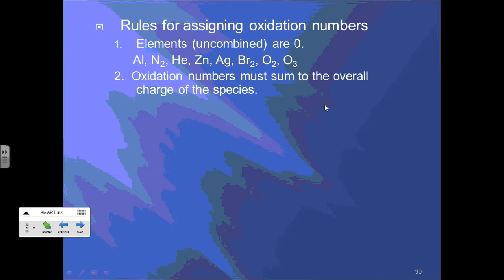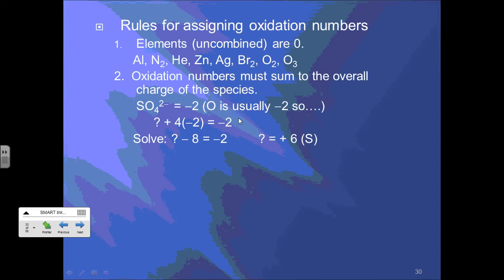Now, the oxidation numbers must sum to the overall charge of the species. This means that if you have a polyatomic ion, the oxidation number should be that of the overall charge of the polyatomic ion. This also means that for a compound that is bonded together, the oxidation number of the entire compound should equal 0. So essentially, recapping, this means that the oxidation number of the entire sulfate ion is -2. And if we were solving for the oxidation number of S, we would use the rule that oxygen is usually -2 and conclude using math that the oxidation number of sulfur is +6.